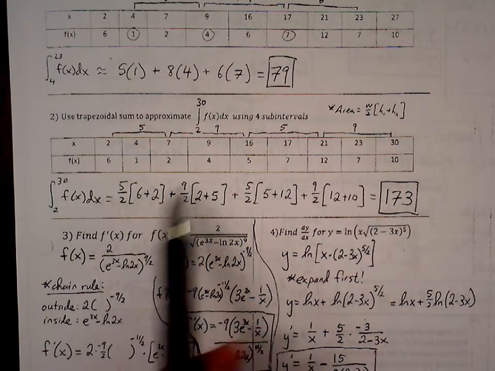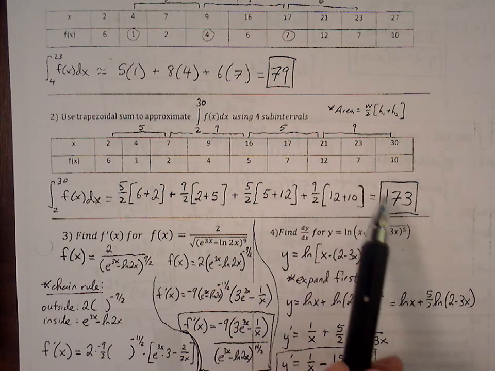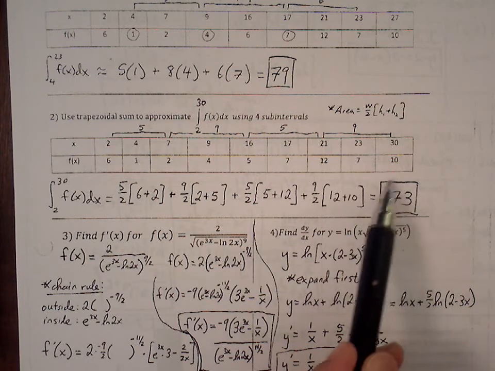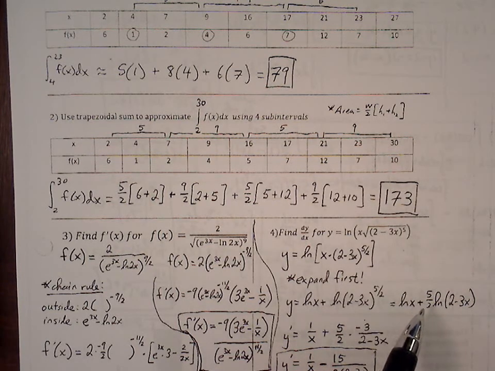We total those four separate areas together, and we get an approximated area of that region being 173 square units.